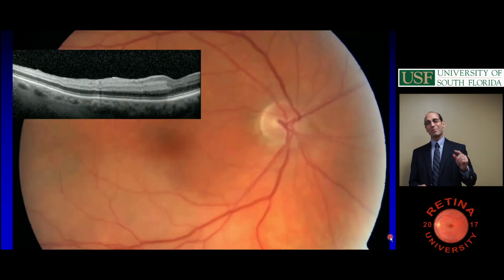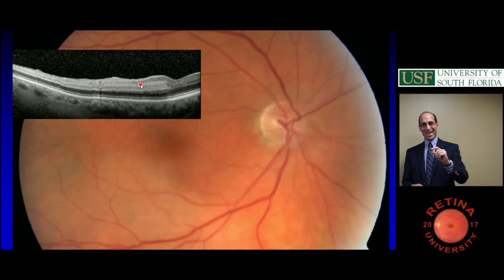And then this is an example of paracentral acute middle maculopathy, which is probably your deep capillary plexus getting preferentially blocked, where the superficial capillary plexus recovered.